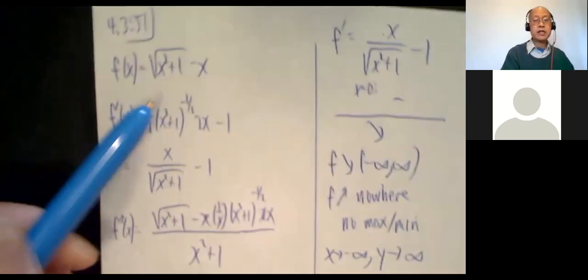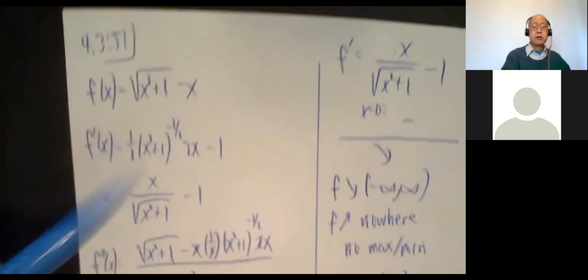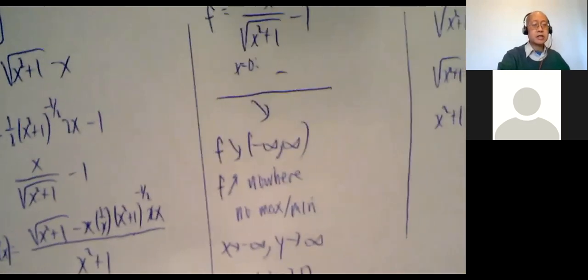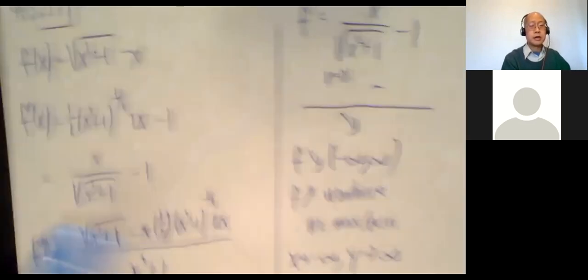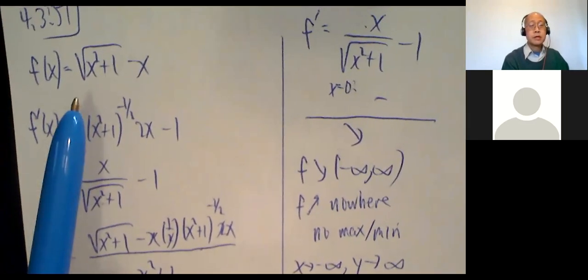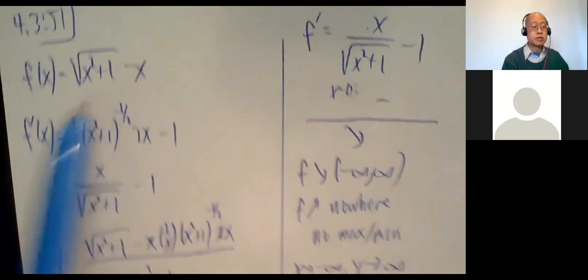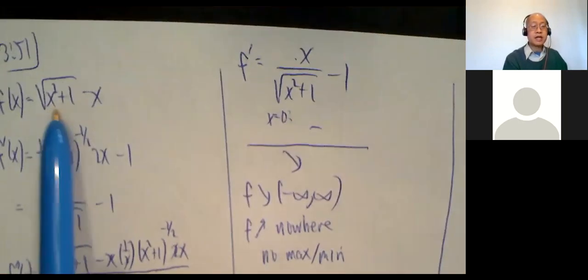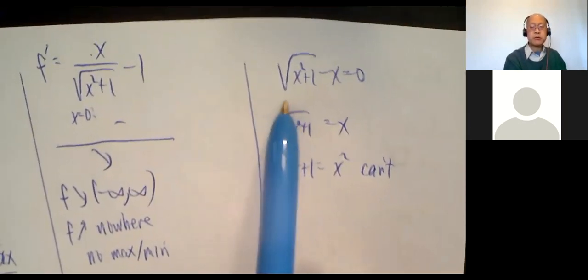f(x) is radical x squared plus 1 minus x. Before doing the complete analysis of it, there are some things I need to show you. For instance, does this thing ever touch the x-axis, which means can y ever be 0? Let me show you over here. Suppose I set that equal to 0. So it's radical x squared plus 1 minus x equals 0.